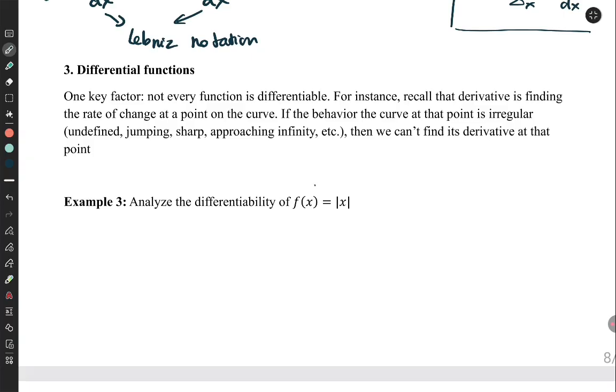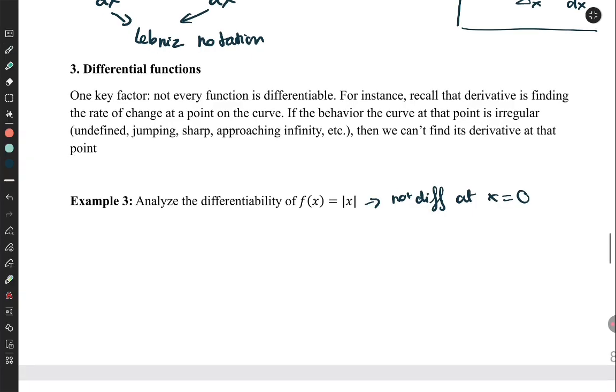Right here. This function is not differentiable. We're going to actually analyze it. Why is it not differentiable? Just give you the result first. This absolute value, you cannot take the derivative at one point. Okay, at one point, that is 0. But first, the really big important fact is that not every function is differentiable. In fact, there are a lot of functions that are not differentiable.